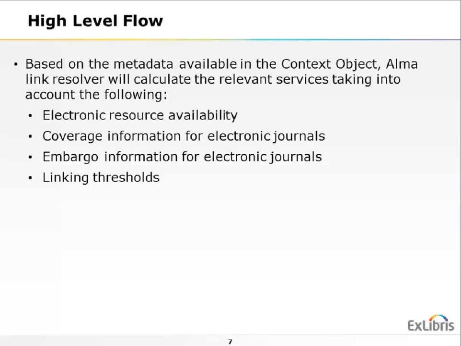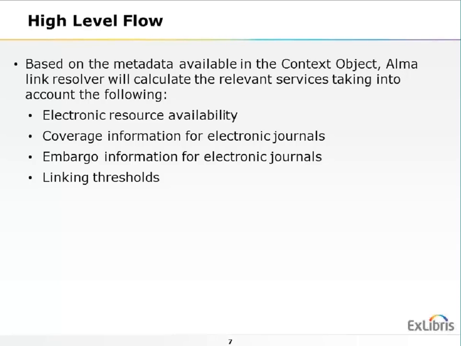We also provide services based on the embargo information that is maintained within the library collection and all kinds of linking thresholds. So for example, in order to be able to link to Amazon, you need to have an ISBN. If you don't have an ISBN, then we will not provide you with a service to link to Amazon. So these are the things that the Alma link resolver takes into account when we calculate the relevant services that we offer to the end user.